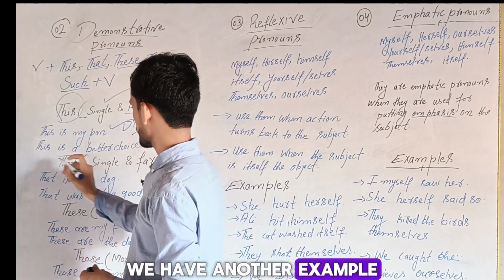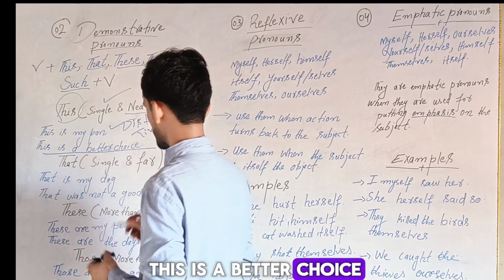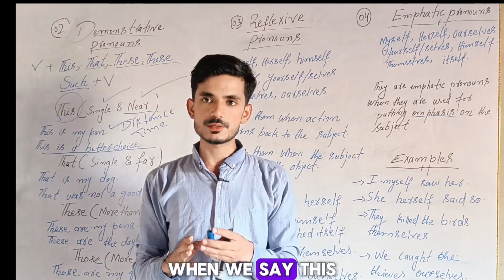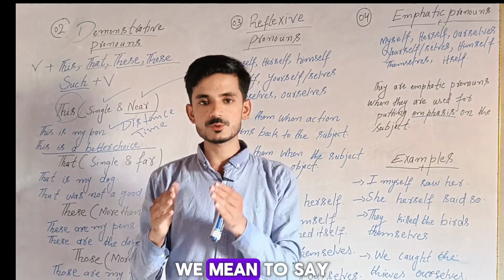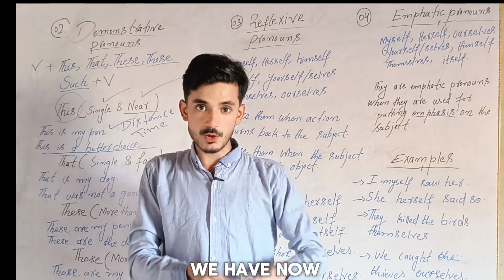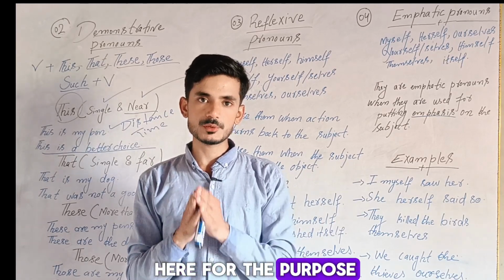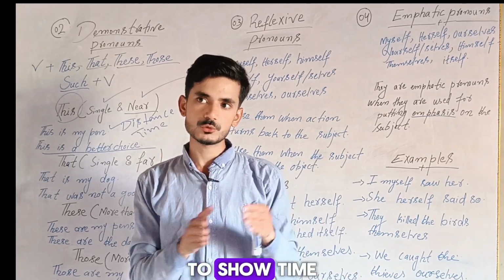We have another example. This is a better choice. When we say this is a better choice, we mean to say that the choice that we have now is better. We are using this here for the purpose of time, to show time.